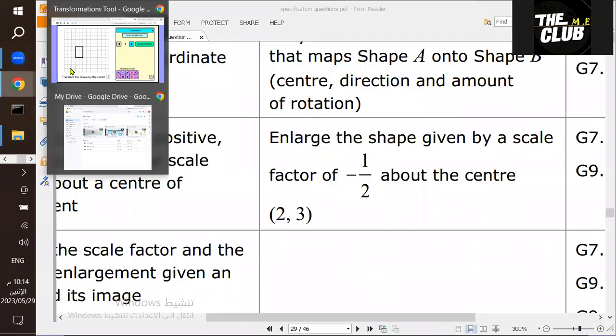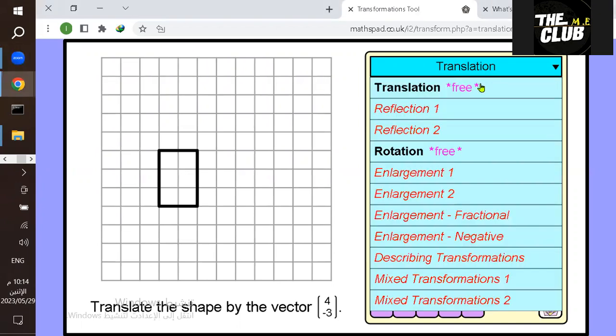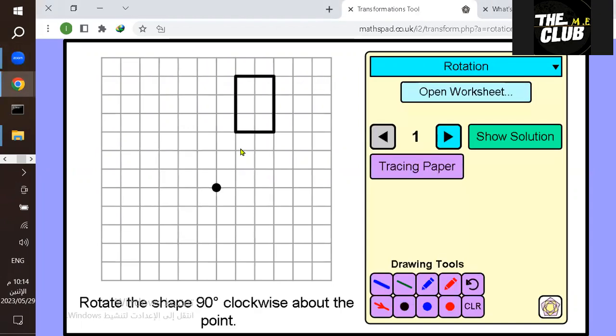Okay, guys, we're back. In this video, we're going to talk about rotation and enlargement. These are the other parts of transformation. So let's talk about rotation first. Okay, rotation. When you have, for example, an axis like this. Let's say the axis is like this.